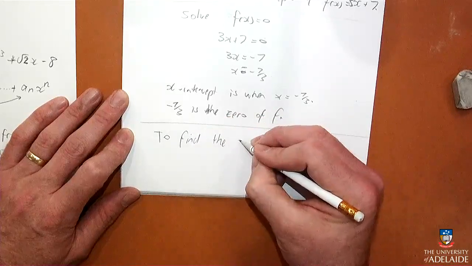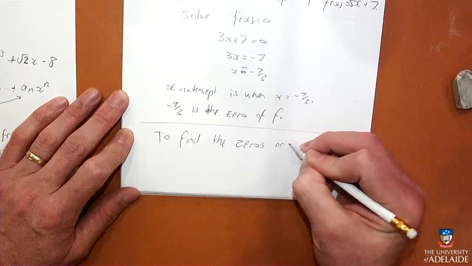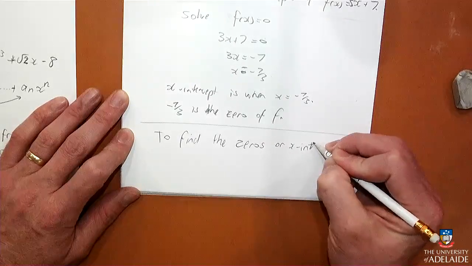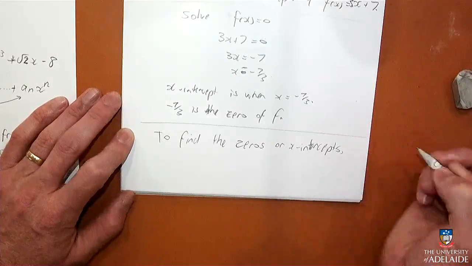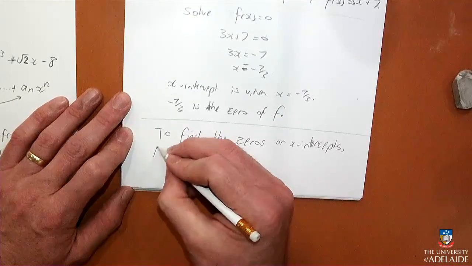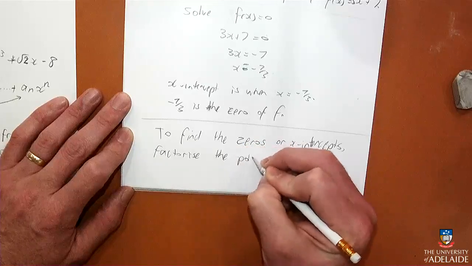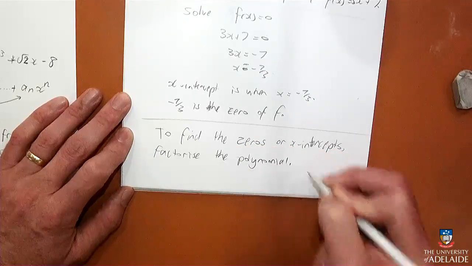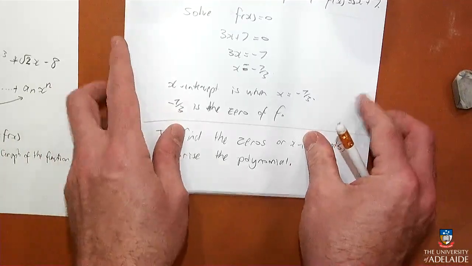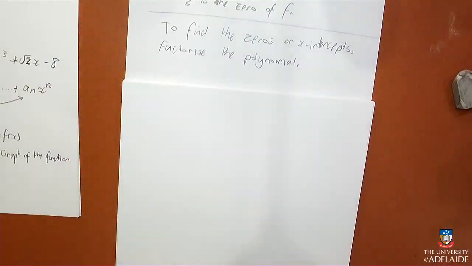To find the zeros or x-intercepts, we need to factorize the polynomial. Okay, so factorize means to write with factors, and a factor is a piece that multiplies together to produce something bigger.